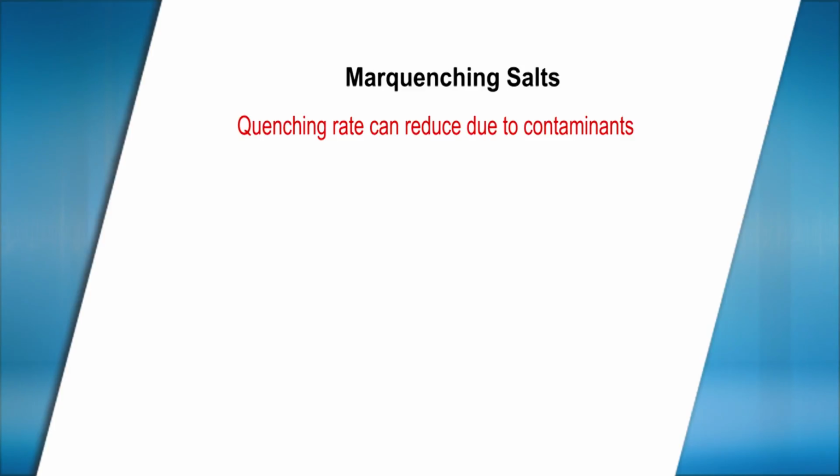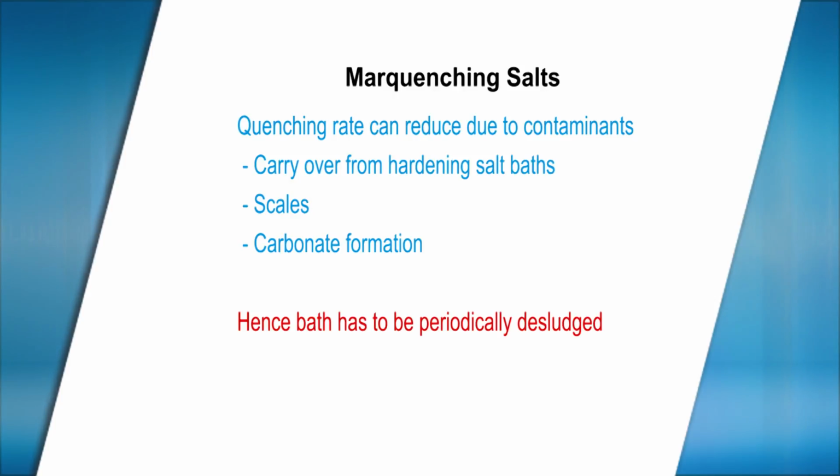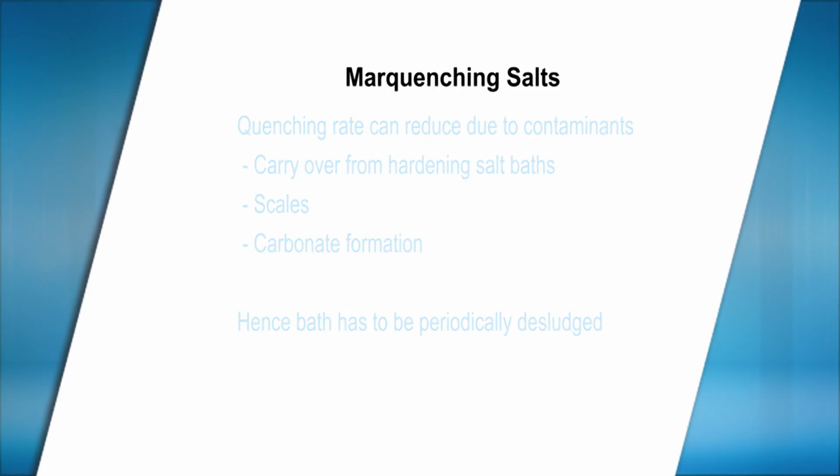The quenching rate of these salts normally reduces by contaminants like carryover from hardening or carburizing salt baths, scales, or by carbonate formation at higher temperatures. These contaminants have to be removed by desludging the bath periodically. However, the quenching action can be enhanced by adding water in quantities up to 2%.